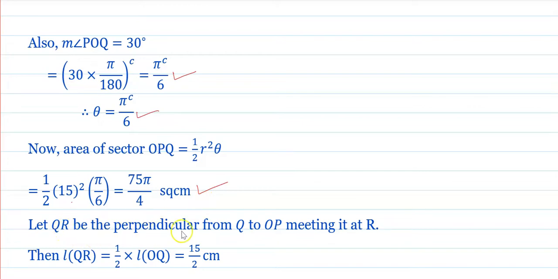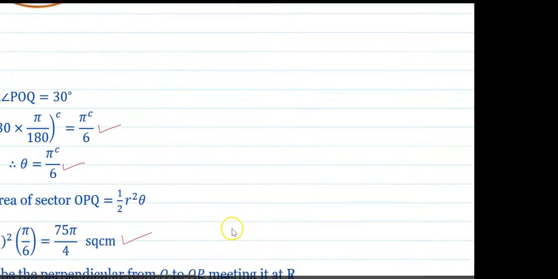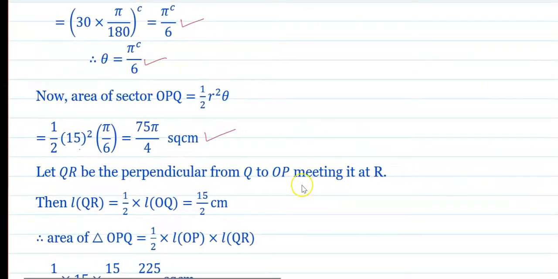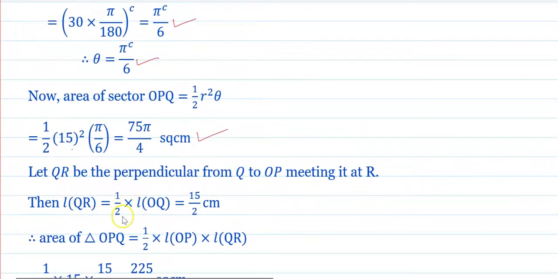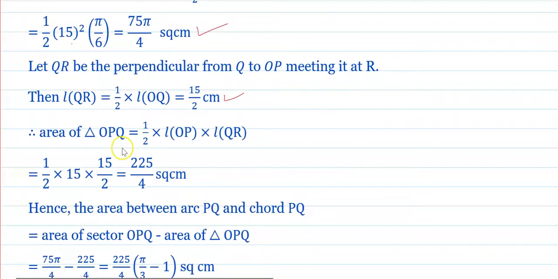Now let QR be the perpendicular drawn from Q to OP. This is the QR. Therefore QR is equal to 1 upon 2 into OQ, that is 15 by 2 centimeter. And hence area of the triangle is equal to 1 upon 2 into OP into QR. OP is 15, QR is 15 by 2. If we simplify it, you will get 225 upon 4 square centimeter.